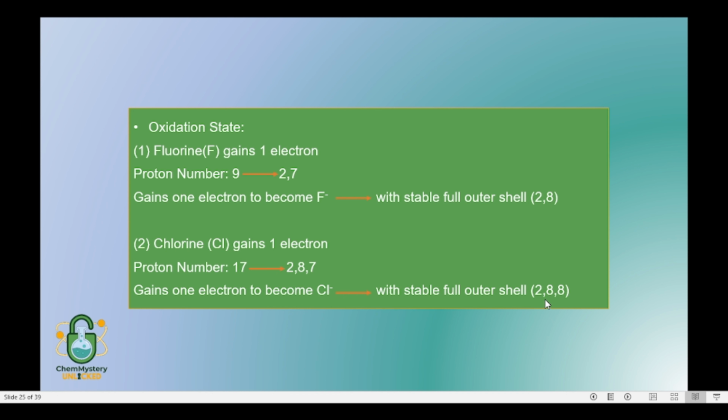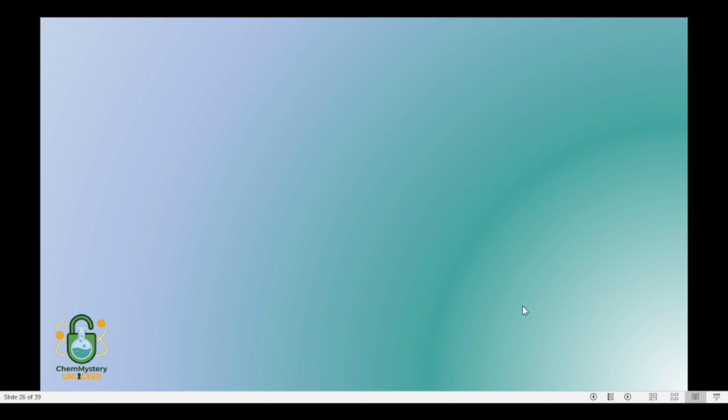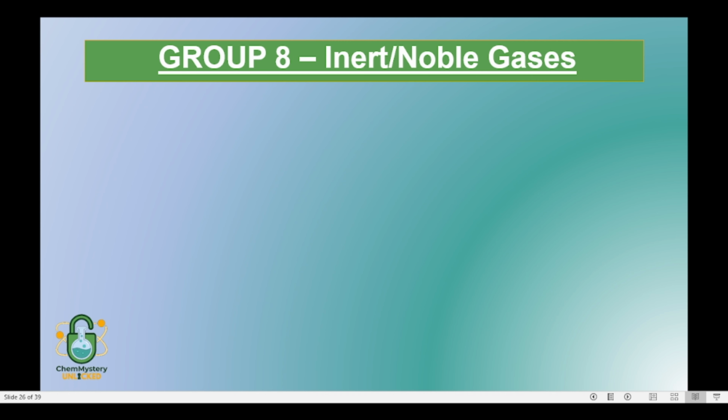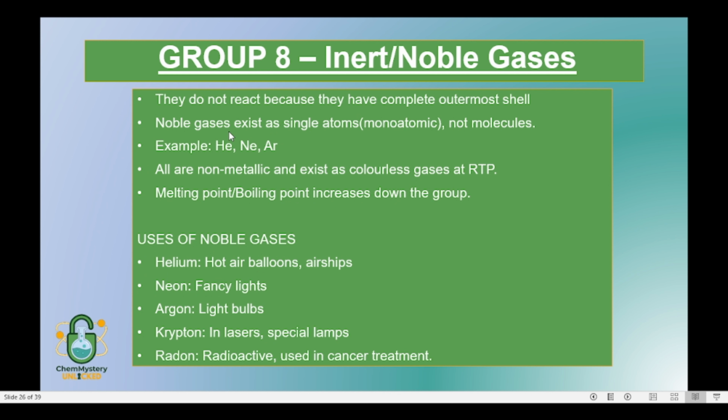Now let's move on to group 8 elements, which are also called inert noble gases. What does this mean? This means that they do not react because they have a complete outermost shell. They are in group 8, so they have 8 electrons in their outer shell. Always remember this. So they are stable. They do not react. Noble gases exist as single atoms, monoatomic, not molecules, because they already have a full outer shell of electrons, which makes them very stable and unreactive.